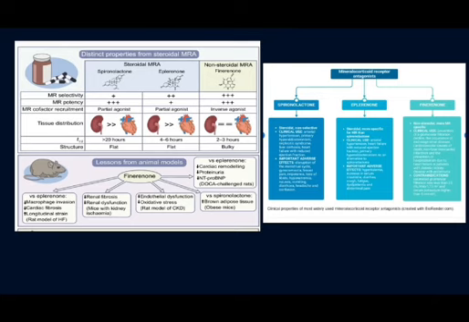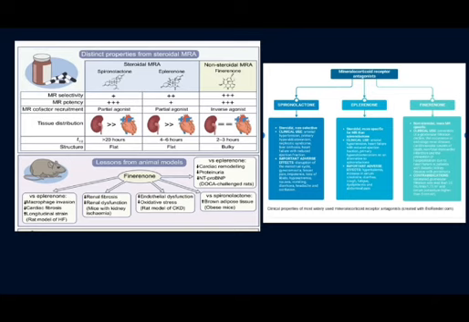So spironolactone is mainly used in arterial hypertension and primary hyperaldosteronism. It can be used in liver cirrhosis and heart failure with reduced ejection fraction. The side effects are mainly disruption of the menstrual cycle, gynecomastia, breast pain, impotence, loss of libido, and hyponatremia. Eplerenone is steroidal.